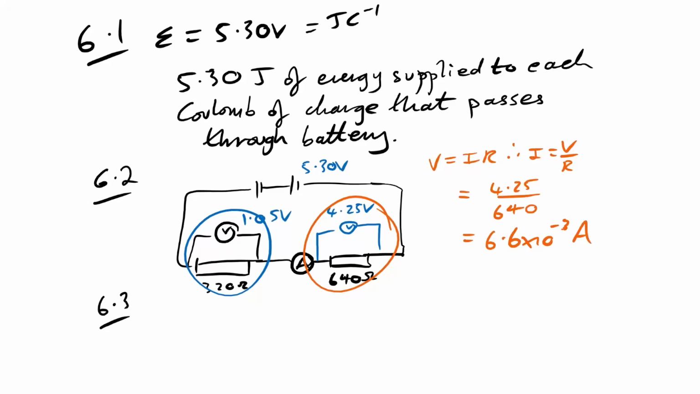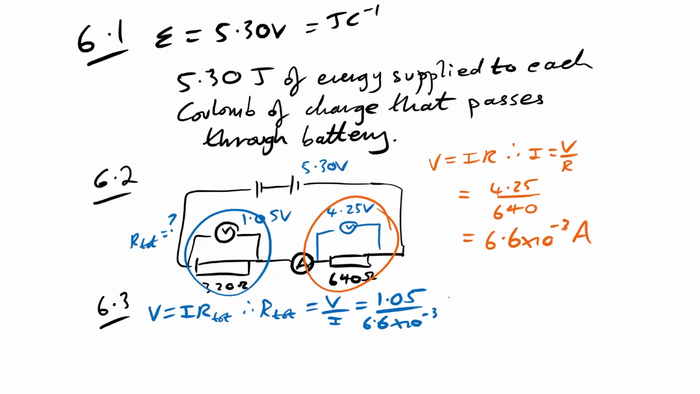6.3, we're probably going to be asked to find the resistance of the voltmeter. Yes, we are. Shock horror. We need to find the total resistance of this bit here. So V equals IR for this setup. We're looking for R, so that's going to be equal to V divided by I. That's our 1.05 divided by 6.6 times 10 to the minus 3, and that gives us 159 ohms.